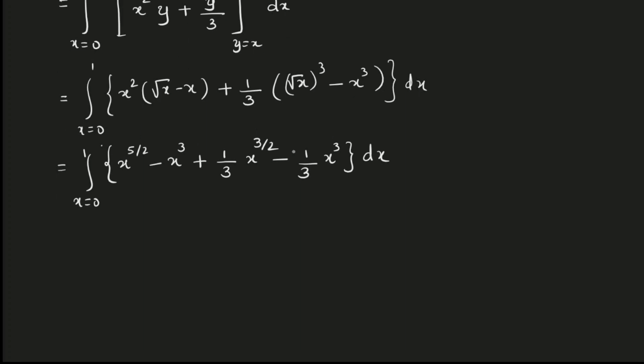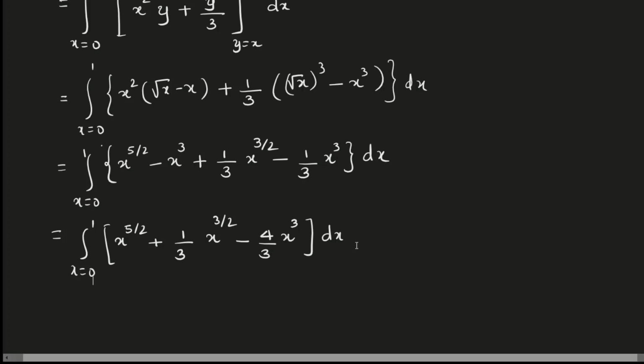Now in the next step, here we have x cube and x cube. Try to simplify them. So x is equal to 0 to 1. Keep x raised to 5 by 2 as it is, plus 1 by 3 into x raised to 3 by 2 as it is. Both have a different power. Now these two have the same power: x cube minus 1 by 3 x cube will be minus 4 by 3 x cube into dx.